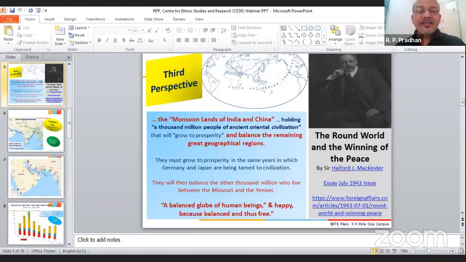I read some parts of the article, where he speaks of the monsoon lands of India and China. The article was written in 1943 when the World War was still on, and India and China were nowhere in the global power configuration. That's the time he was writing this article, so it is at least 70 years old. He says the monsoon lands of India and China, holding 1,000 million people of ancient Oriental civilization, will grow to prosperity and balance the remaining great geographical regions in the world.